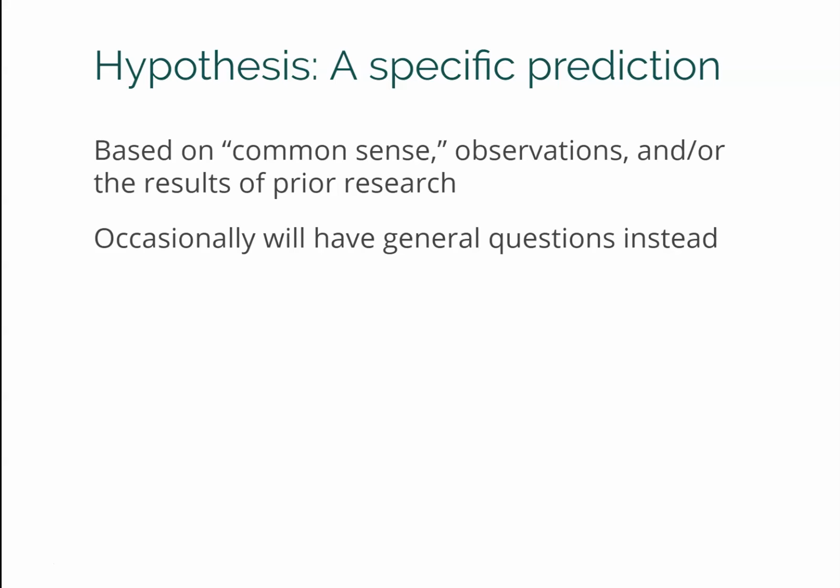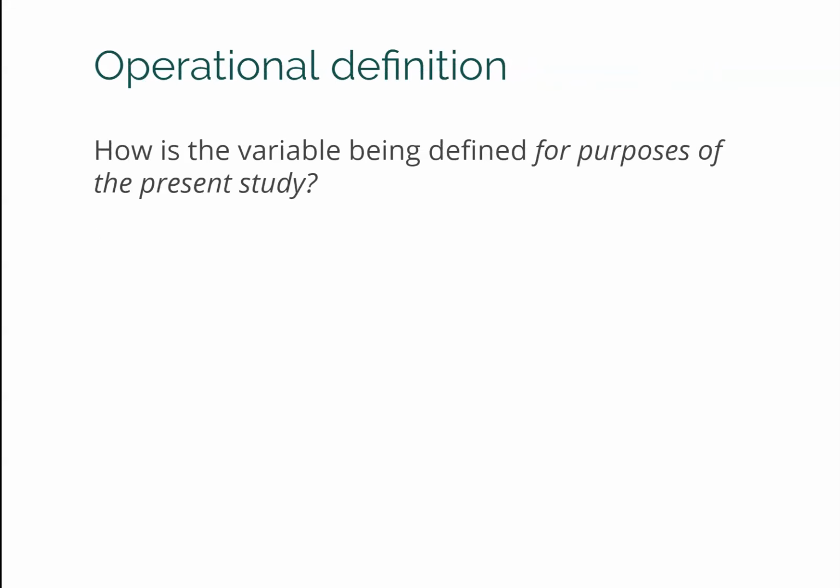And then, no matter what variable or variables we're using, we have to figure out how we are defining them for the purposes of our present study. Okay. Some variables are really simple to measure. You want to know how old people are? All you have to do is ask them, no problem.